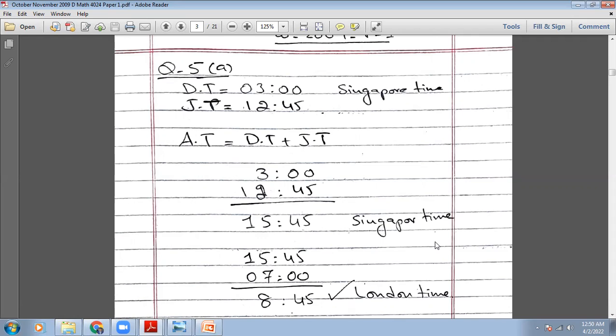So when the flight arrived in London, at that time the time in Singapore was 15:45, then the time in London will be 7 hours behind. So 15:45 minus 7 hours. 45 minutes minus 0 minutes is 45 minutes, and 15 minus 7 hours is 8 hours. So in London, it will be 8:45.